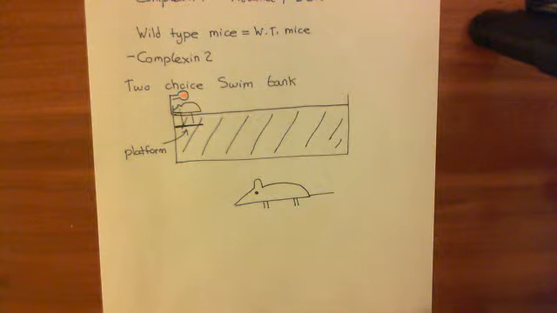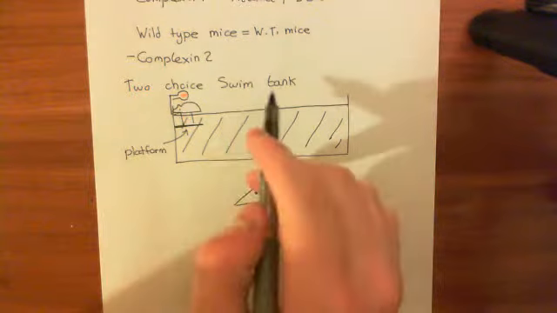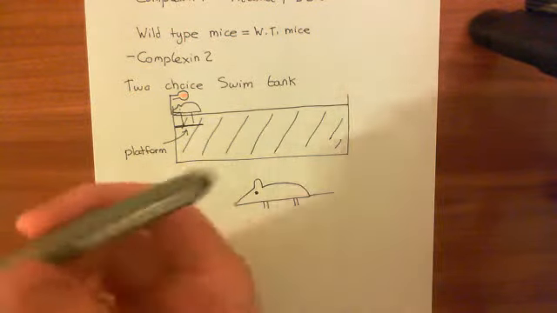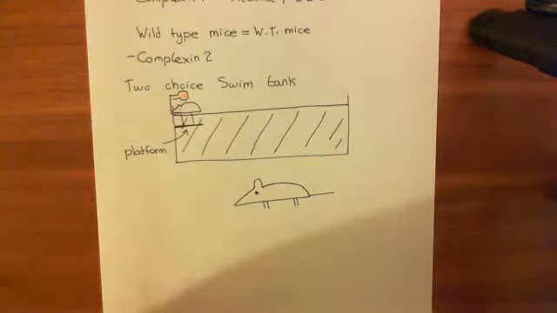If you continue training it on this exercise, this two-choice swim tank, and the reason it's called a two-choice swim tank is that you can either swim away from the light or you can swim towards the light. That's the two choices of it. Okay, so he will eventually learn that the platform is where the light is, and he will swim towards the light.